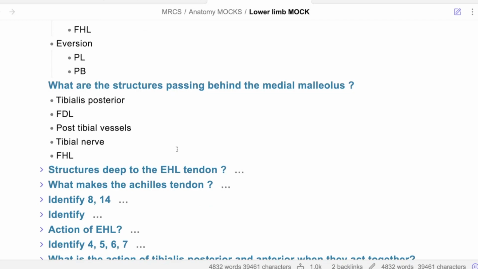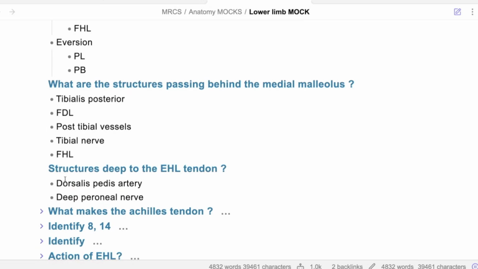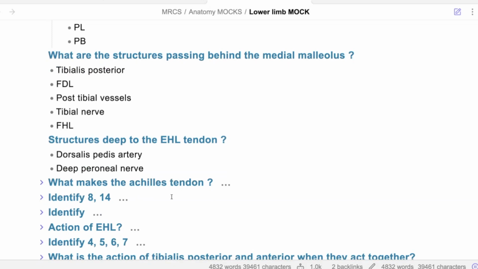What are the structures deep to extensor hallucis longus? The dorsalis pedis artery and the interdigital nerve. I want you to raise your voice and say it again. The dorsalis pedis artery and the interdigital nerve branch of the... It's not interdigital. It's the deep peroneal nerve. The deep peroneal nerve. Yeah. What makes the Achilles tendon? A combination of the gastrocnemius, soleus, and the plantaris muscle.